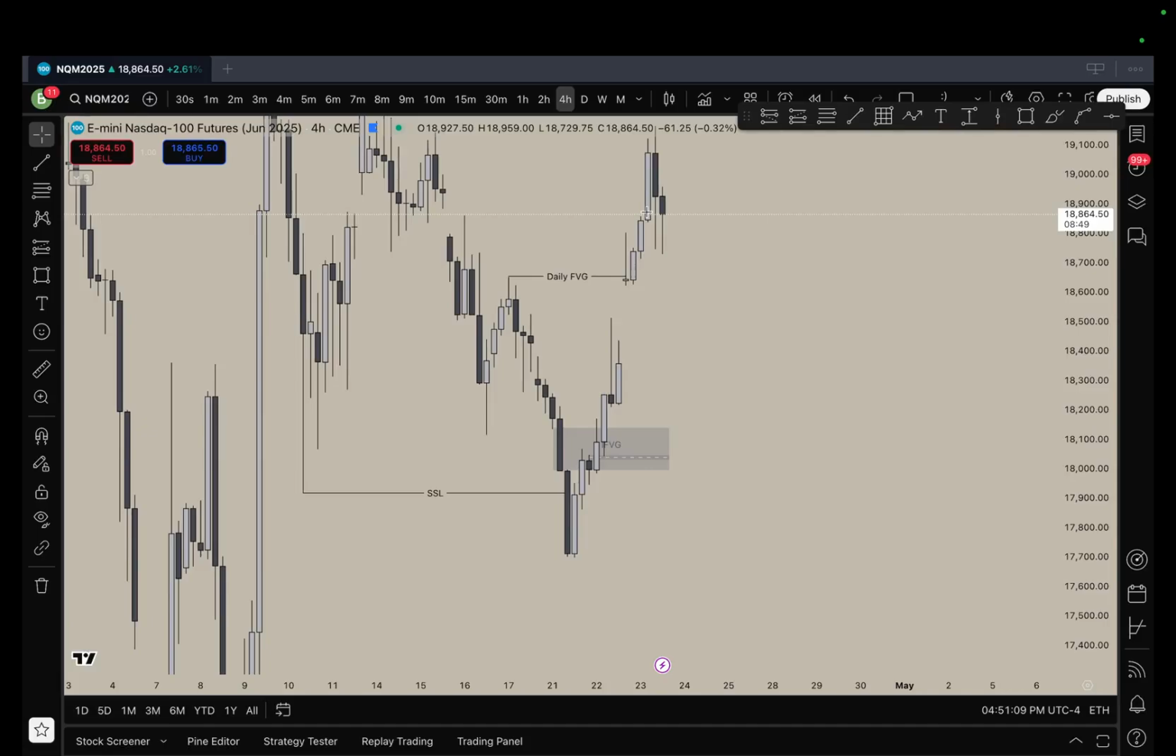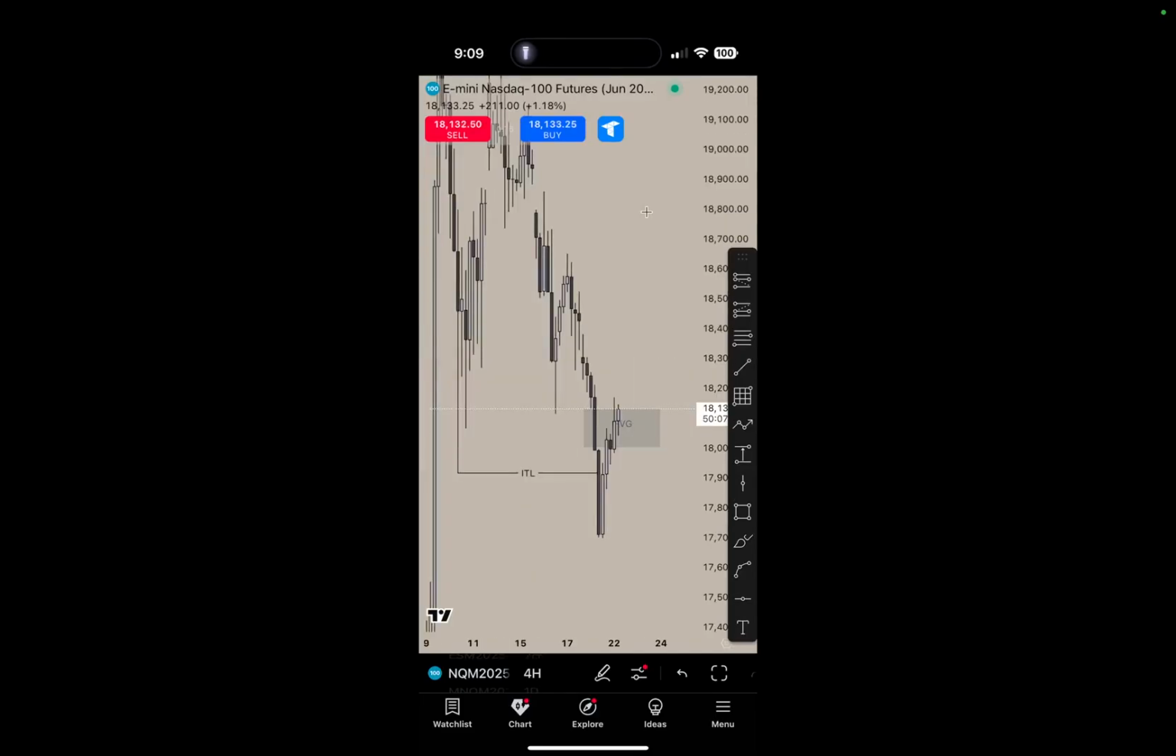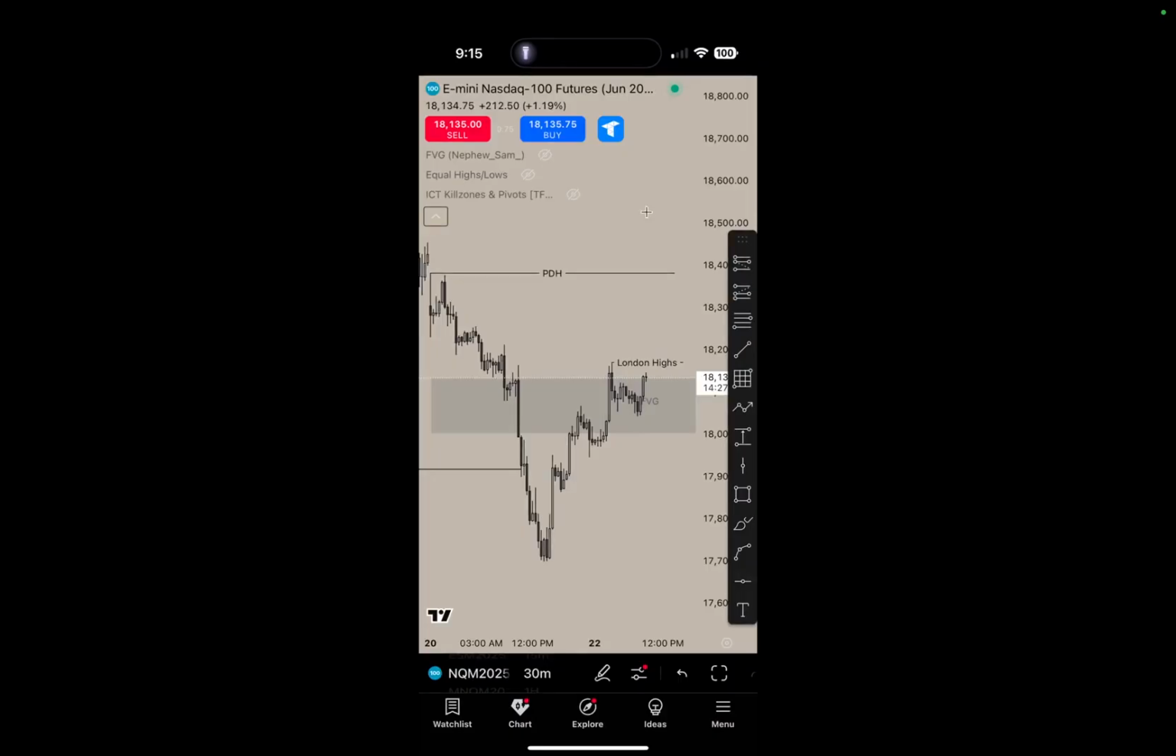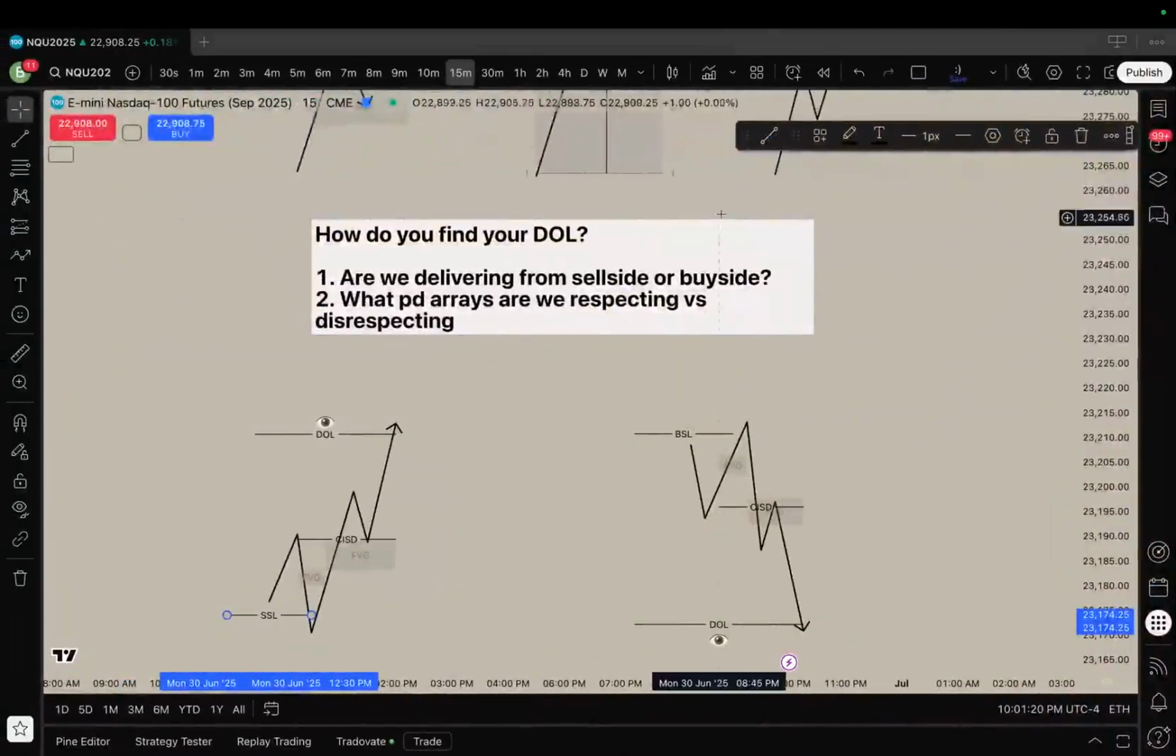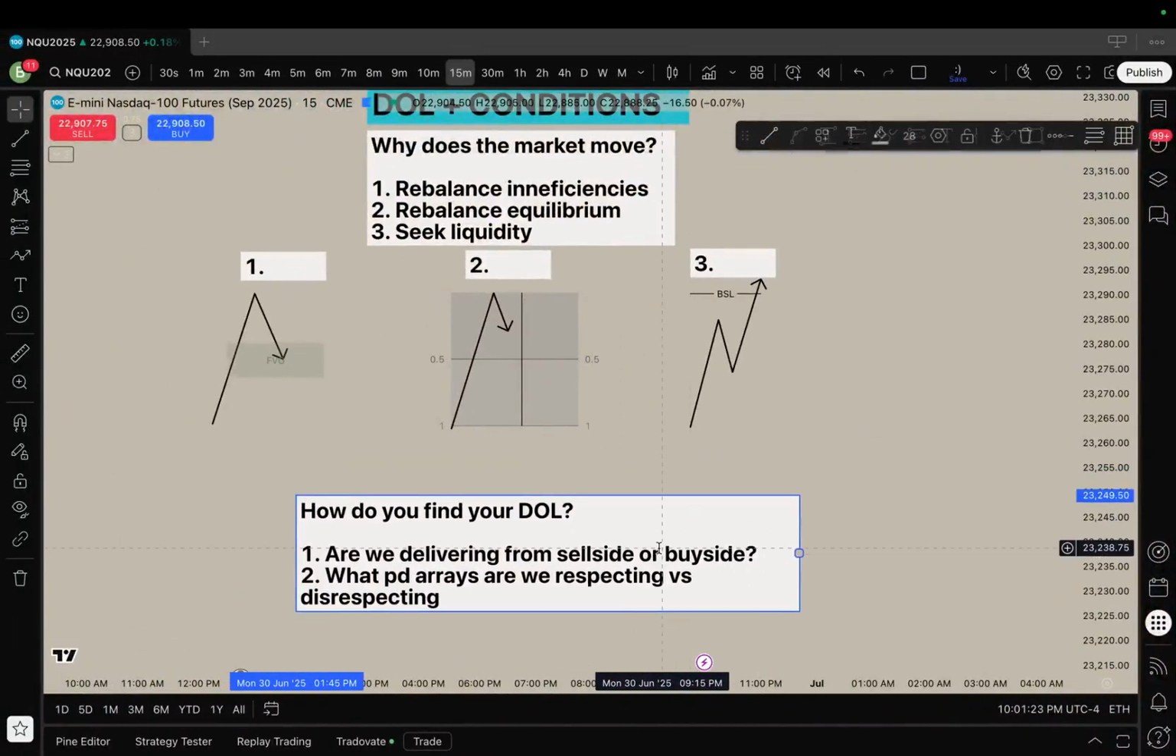Please ask yourself these questions. Eventually, you will not really need to be asking yourself these questions. Like, I don't ask myself these questions every single day, I guess. I mean, I do, in my head is what I'm trying to say. But yeah, hopefully this cleared some things up about draw on liquidity for you guys. Again, don't overcomplicate it, but ask yourself these questions.